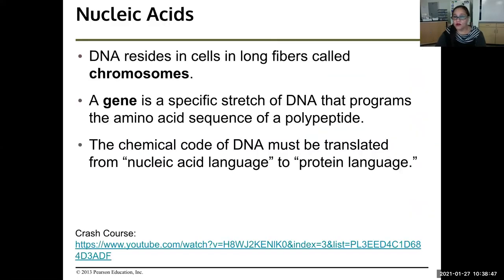DNA resides in long fibers called chromosomes. A gene is a specific stretch of DNA that programs the amino acid sequence of a polypeptide. And the chemical code of DNA must be translated from nucleic acid language to protein language to be able to make proteins to perform all those functions in our bodies.